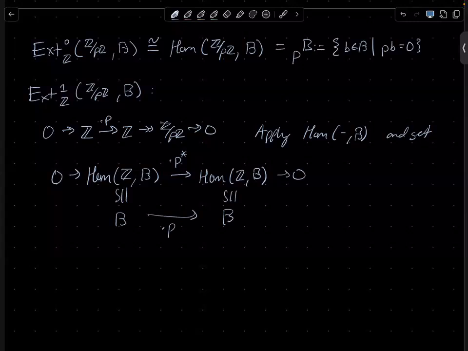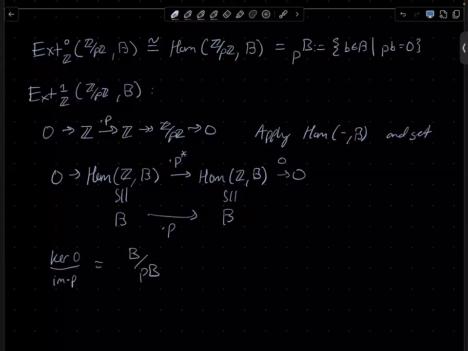So, okay, then X1 is the cohomology of this. So it's the kernel of 0 mod the image of the multiply by P map. And that's just B. What I mean by 0 is this 0 map here on the right. B mod PB. Not the subscript one, I mean the P times B. So yeah, that's X1.